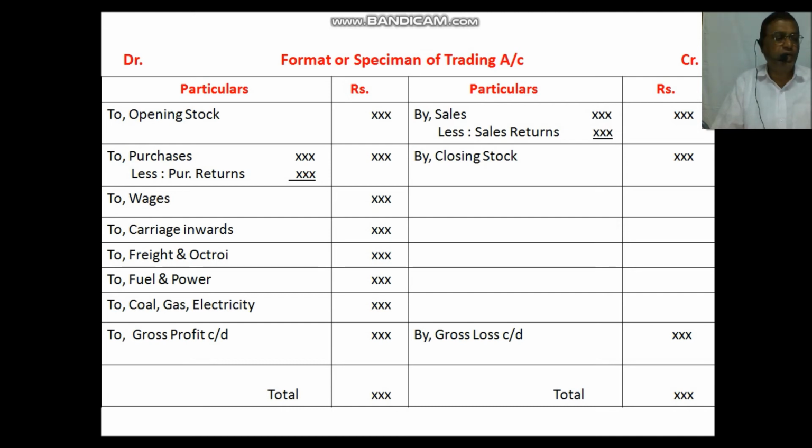By sales account, in the inner column. Here also sales returns must be deducted. Less sales returns: deduct it and put it in the outer column. The outer column figure is called net sales.